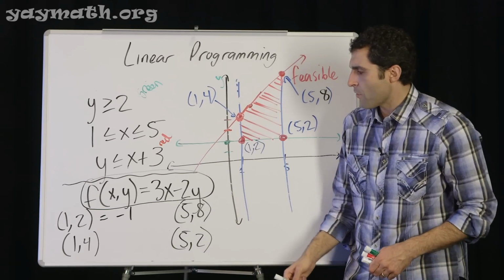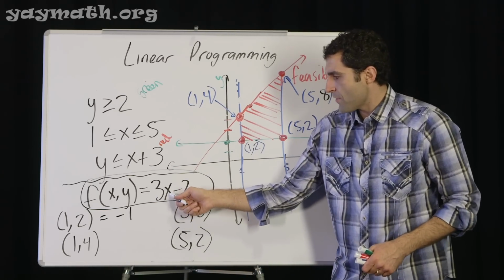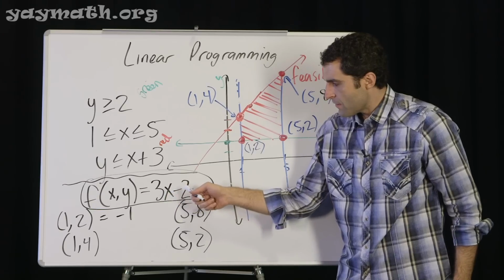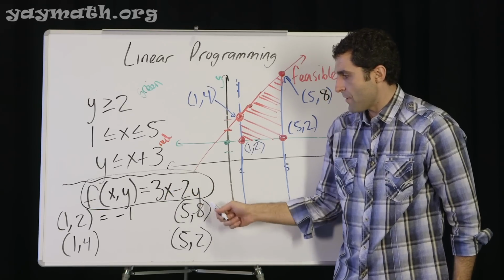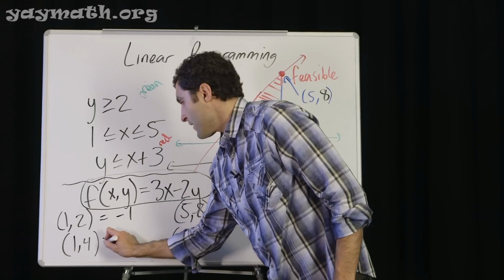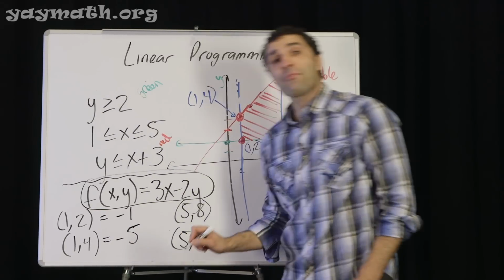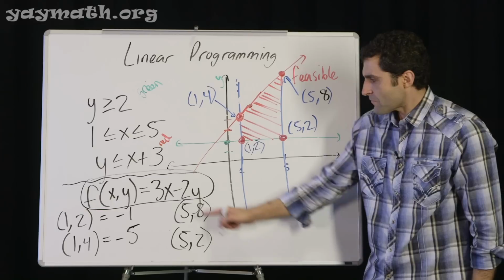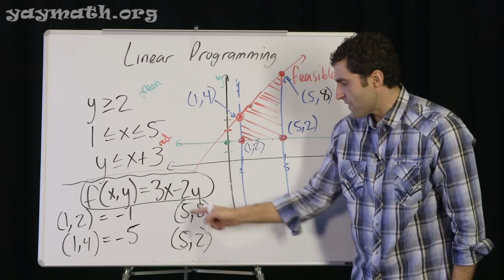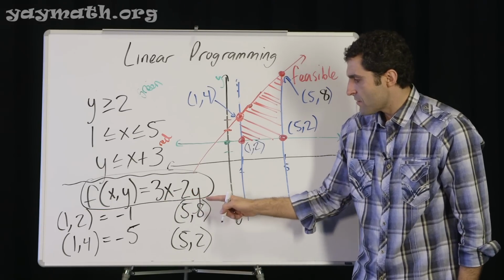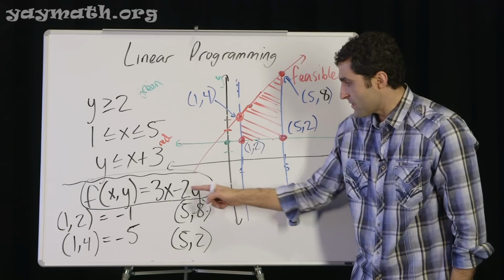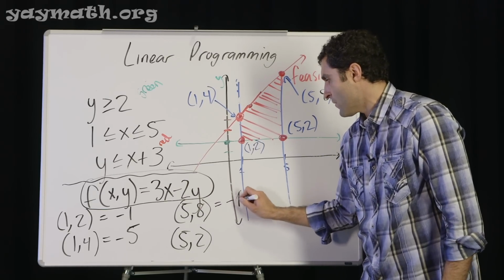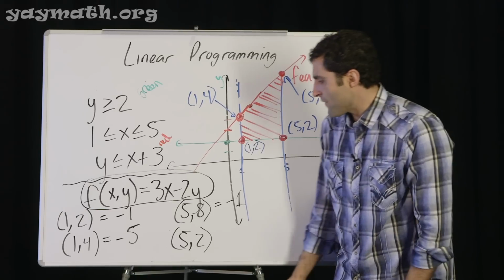All right, let's try (1, 4). 3 times 1 is 3, minus 2 times 4 is 8. 3 minus 8 is negative 5. All right, well, let's put in 5 and 8 now. So 3 times 5 is 15, minus 2 times 8 is 16. So that's 15 minus 16, which is also negative 1. It's a coincidence. And then we go (5, 2).